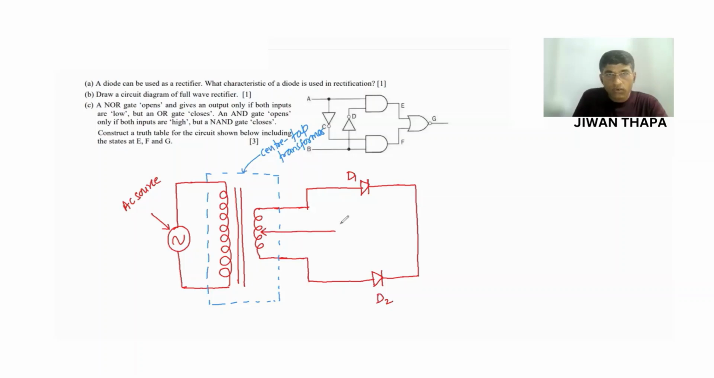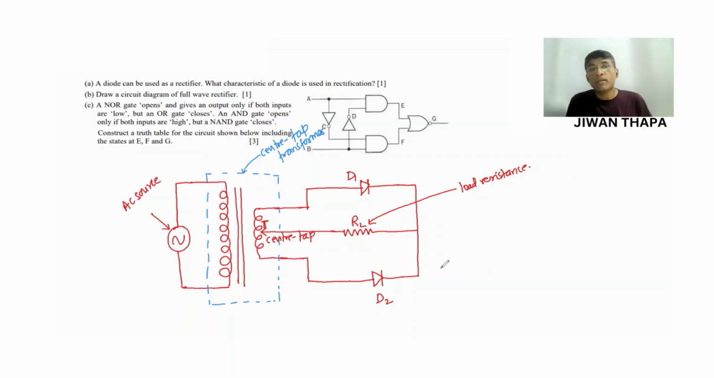And there is a load resistance RL. So this is the load resistance, and this represents the center tap. So this is the circuit diagram of a full wave rectifier.